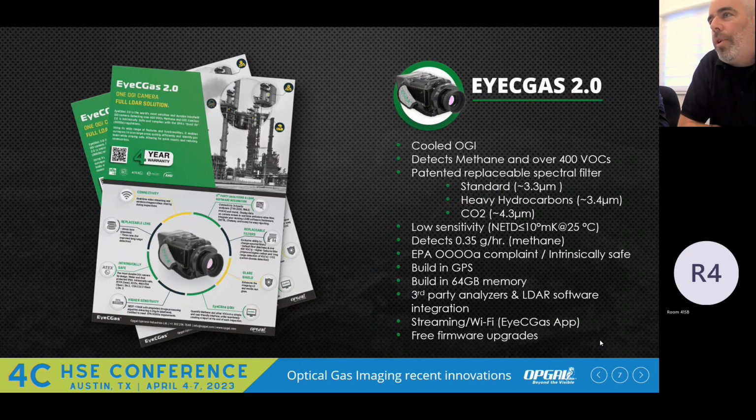So this is our Icy Gas 2.0. This is our cooled OGI camera, and this is the camera that we've had some nice additions to lately, and another couple of additions that we're going to announce today. This camera detects methane and over 400 VOCs. It's got a patented replaceable filter as well. It's the only OGI camera where you can actually change 3 different filters in the same camera and detect not just VOCs and methane, but also CO2, all in the same camera. It's very sensitive. It can detect 0.35 grams per hour, where our Mini, the uncooled camera, is 10 grams per hour. So it shows you the difference between uncooled and cooled technology.